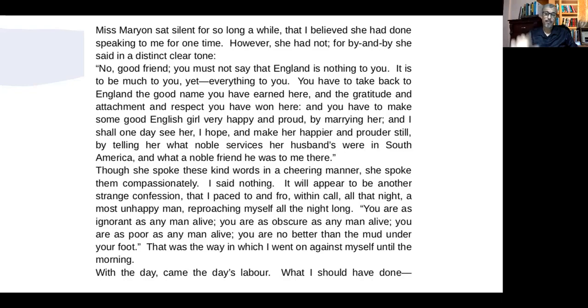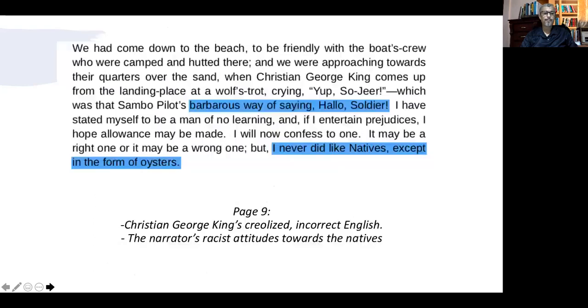With the day came the day's labor, and so on and so forth. So here, shift in perspective. It's a radical change. It's a big change in the opinion of the narrator.